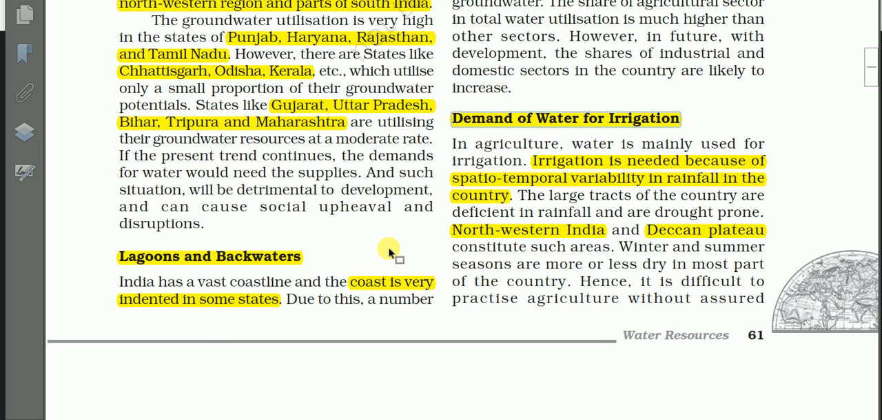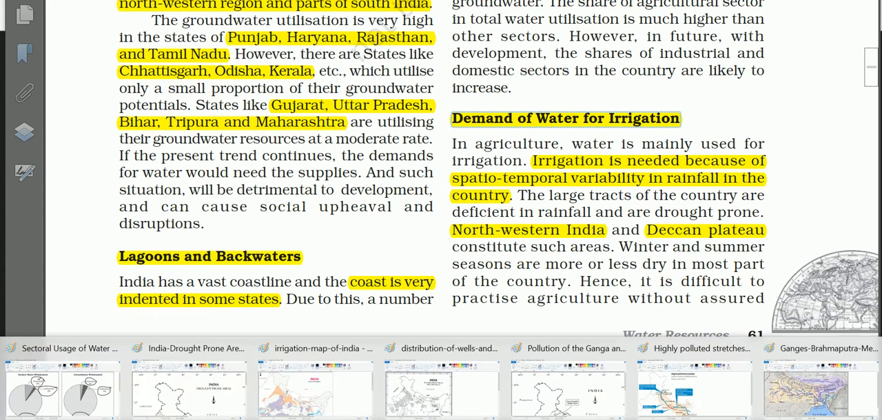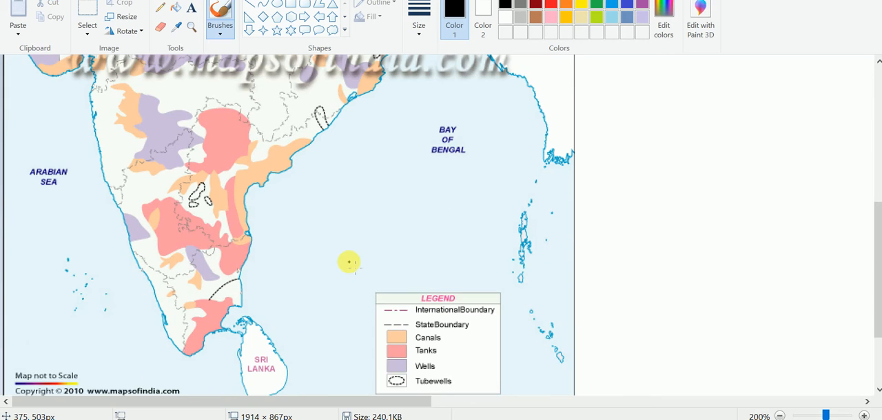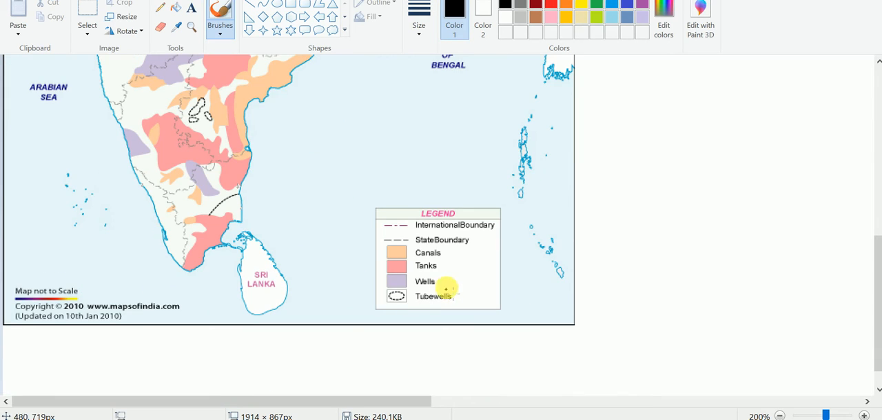Before we start, we may look at a map here. This map shows the distribution of irrigation by different sources. So what are the sources of irrigation mentioned in this map? Just see the legend or the index. Here we have the legend, and this color represents canal irrigation. The second one represents tanks, the third one represents wells, and the broken line represents tube wells.